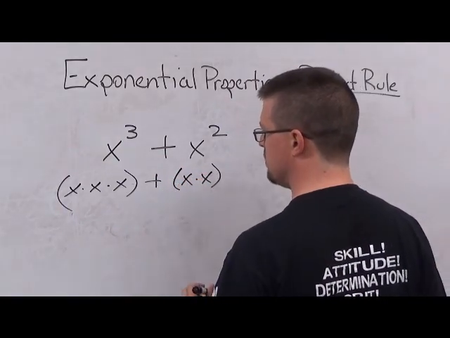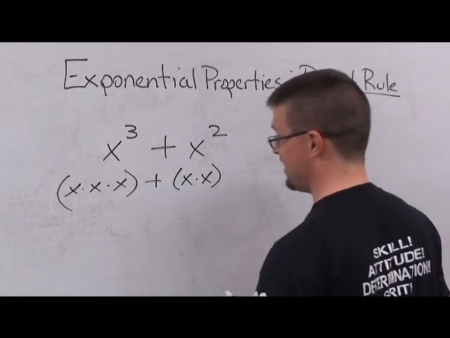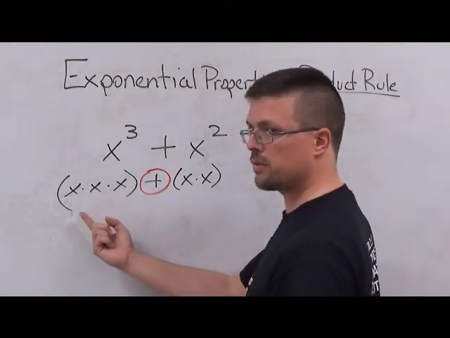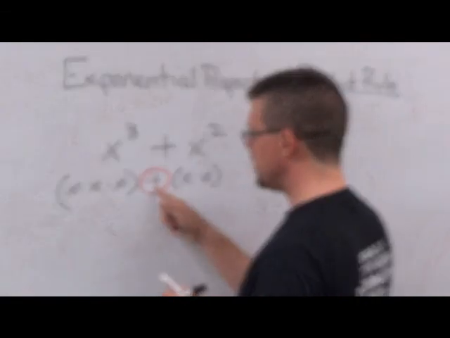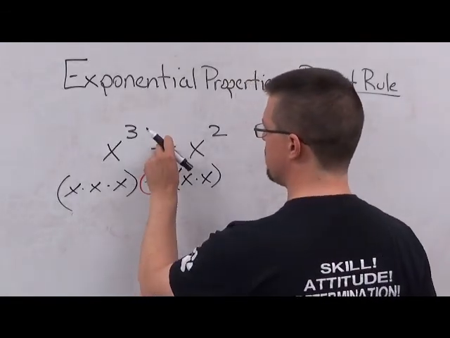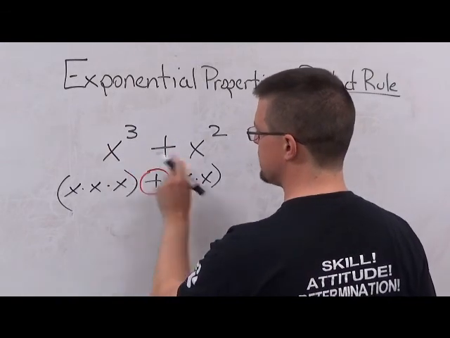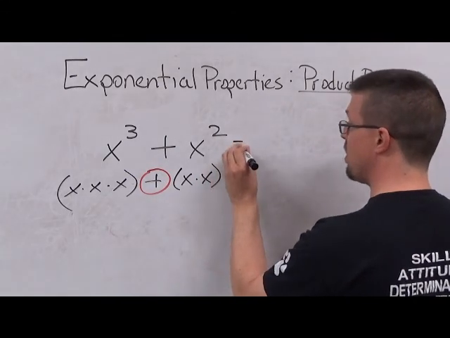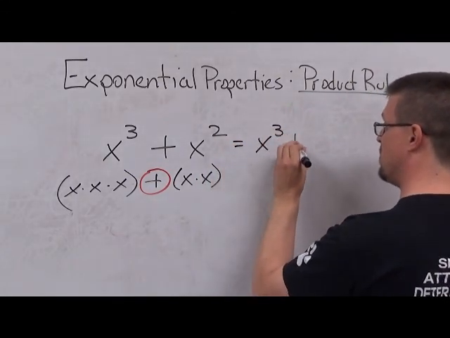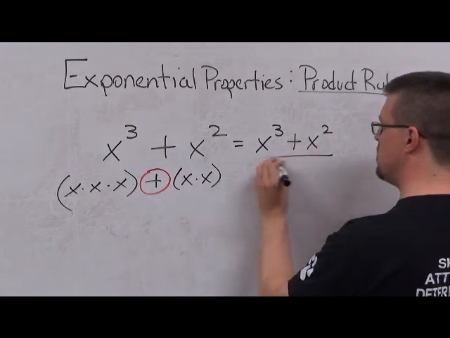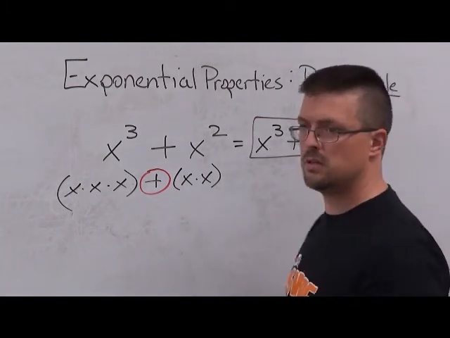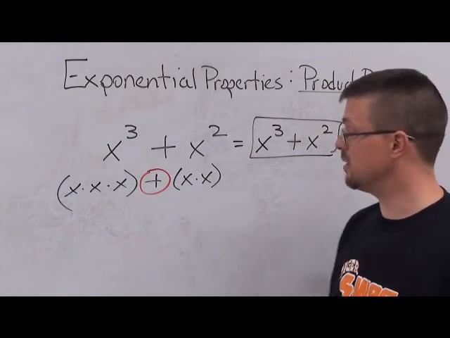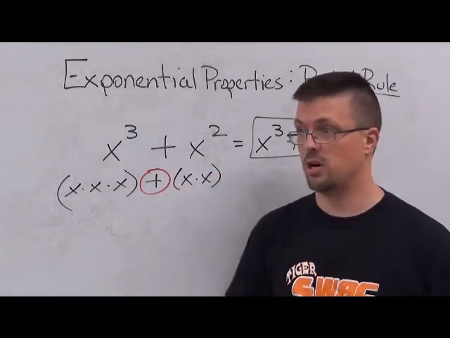But here's our problem. Are we multiplying all this together? No, we're adding them together. The product rule won't work here because in order for it to work, we have to have a multiplication sign between our bases, our like bases. We don't have that here. So our simplified answer for this problem is actually what you started with. You can't do anything else to it, not until you know what x is, and then maybe you can evaluate it if they want you to evaluate it. But this is pretty much where the product rule stops.